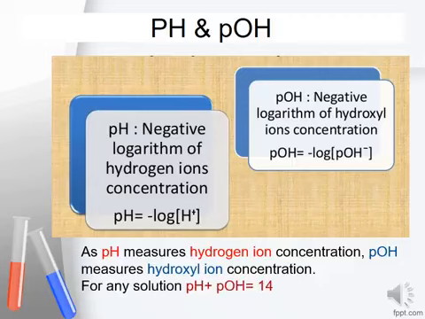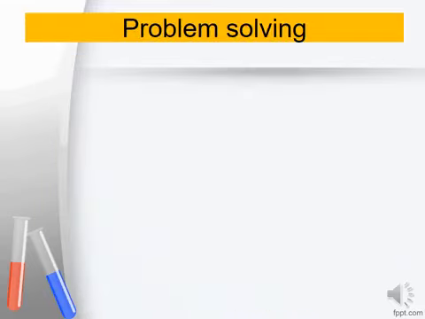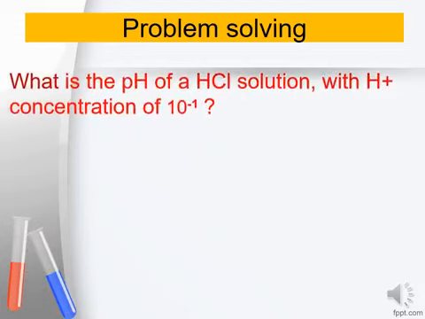For any solution, it's found that the sum of pH and pOH is equal to 14. In any neutral solution like water, the pH equals the pOH and equals 7. Again, pH plus pOH equals 14, and in a neutral solution like water, the pH will be equal to pOH and equal to 7. Shall we have a problem solving?